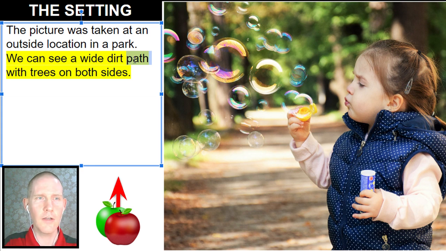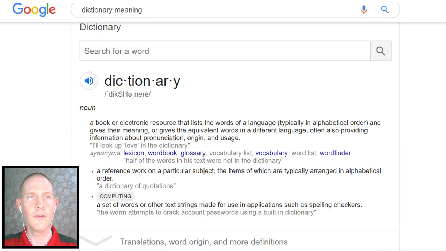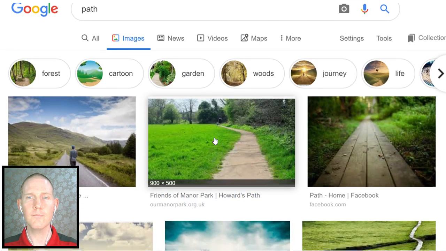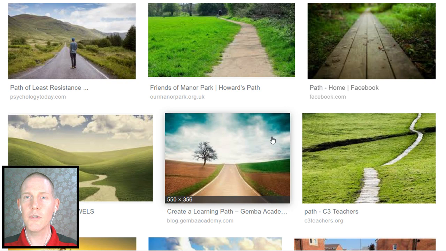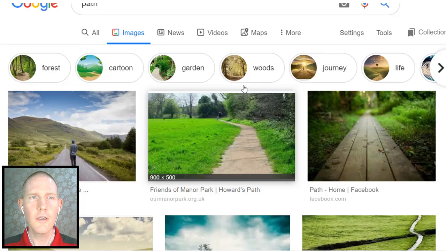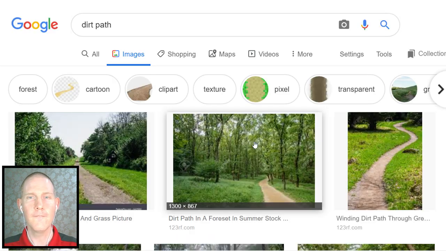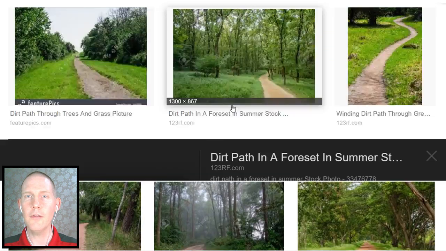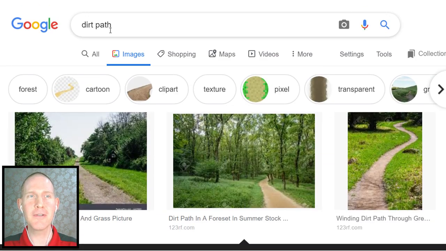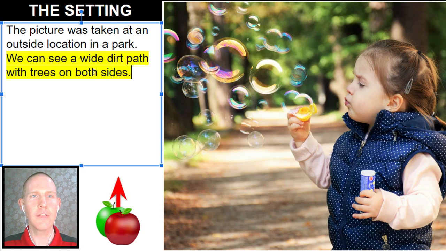All right, so let's just take a look at some pictures of paths to make sure that we understand what it is. All right, there's the dictionary. And the path, let's see. All right, so we have different paths. Maybe this is a wooden path. This is, I don't know if it's stone. Let's see if we can find a dirt path like we have. All right, here we go. So there are dirt paths through the forest. Not much to it. It's a path, which is like a walkway. Okay, here we go to the next section.